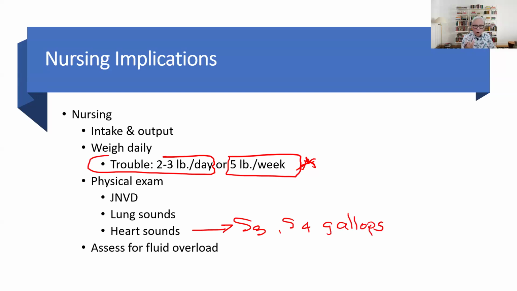And then, of course, we always want to make sure that we examine the patients for evidence of fluid overload. So what are some of the evidence of fluid overload? Well, we already talked about the jugular neck vein distension and lung sounds. We are also going to weigh the patient, which would be another intervention you could do in order to assess for fluid overload.